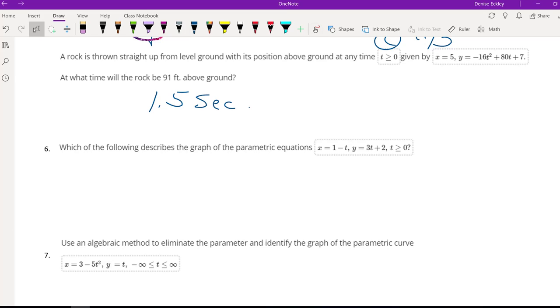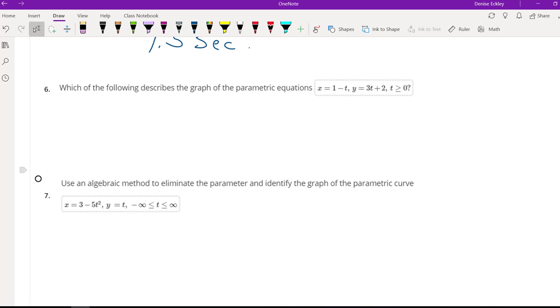Okay, number 6. Which of the following describes the graph of the parametric equation? X equals 1 minus t, y equals 3t plus 2, t is greater than or equal to 0. So again, you can change this from parametric to rectangular.